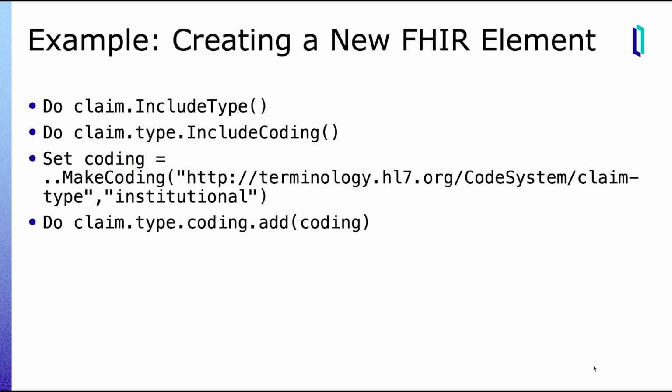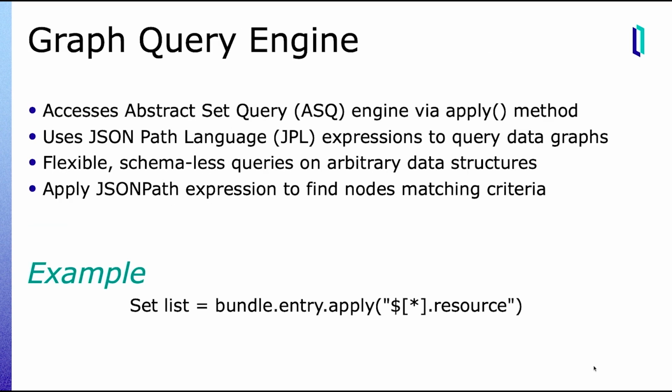A quick example of a claim including type, including coding. Coding underneath has more coding. So just a reiteration of something that I already talked about.